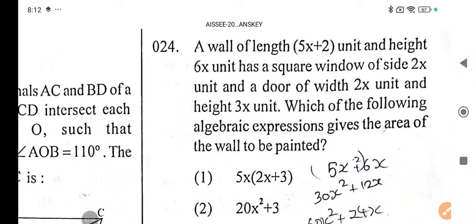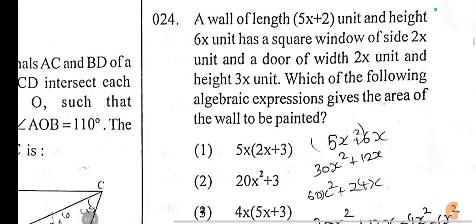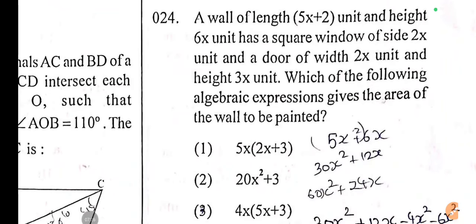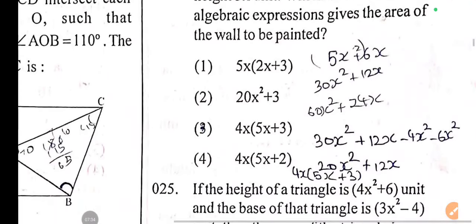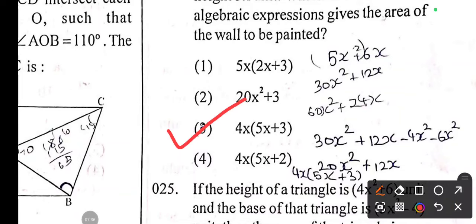Question number 24. A wall of length 5x plus 2 unit and height 6x unit has a square window of side 2x unit and a door of width 2x unit and a height 3x unit. Which of the following algebraic expressions gives the area of the wall to be painted? Option 3, 4x into (5x plus 3).